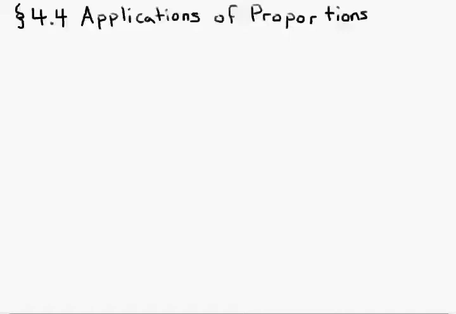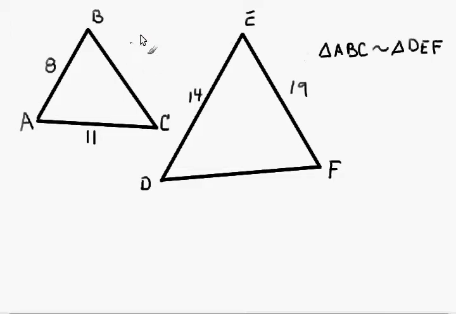In this video, section 4.4, Applications of Proportions. The first situation I want to take a look at here is similar triangles. So we have these two triangles, triangle ABC and triangle DEF, and they are similar. What that means is that the sides are in proportion. For example, the length of side AC divided by side AB is equal to the side DF divided by DE.